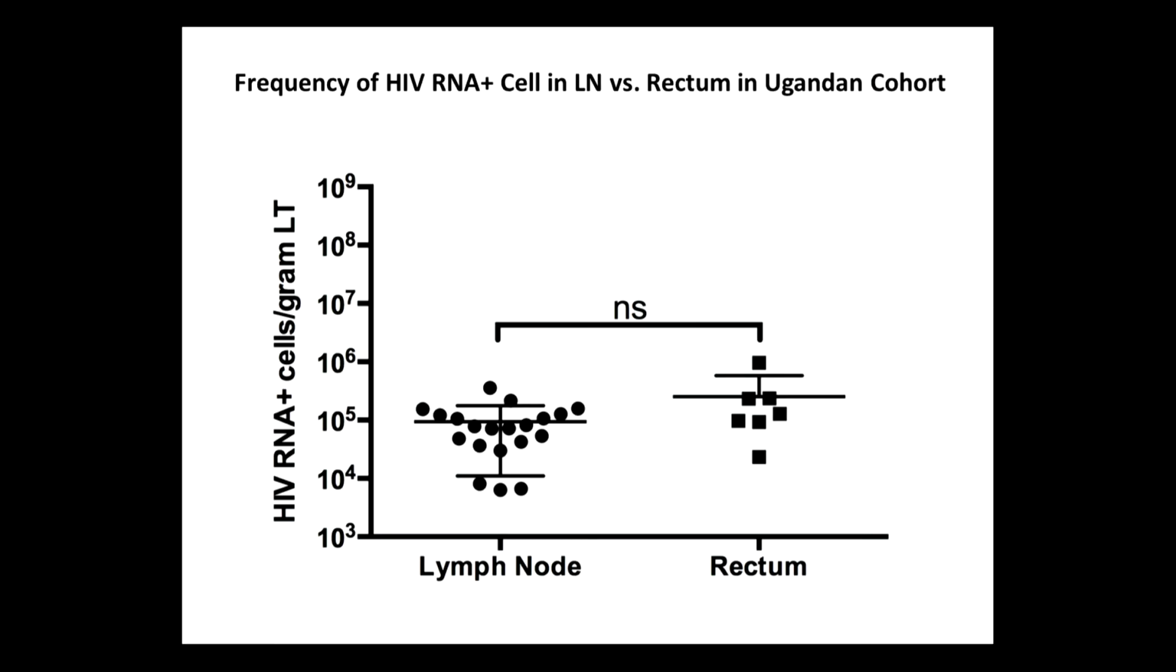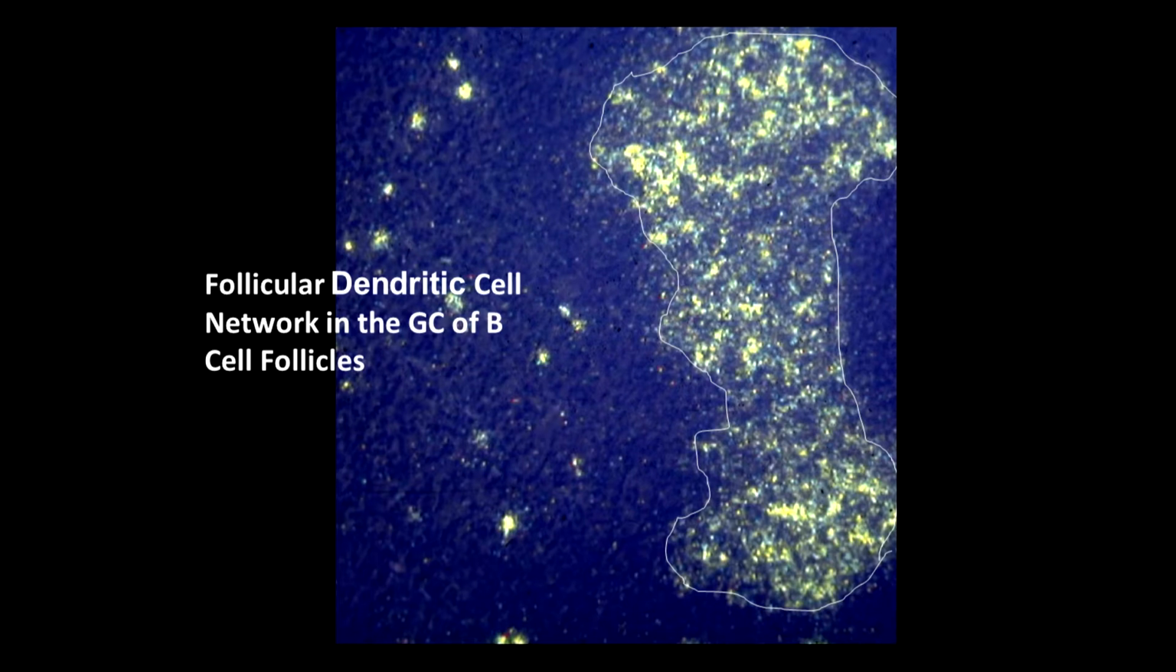The other point that I want to make is that the frequency per gram of tissue is the same in the lymph node as it is in the rectum. And I'll talk more about that. So when you're measuring this in terms of RNA positive cells, and your question is that question, then looking in the gut appears to be representative of what you would find in the lymph node. All right, so that's one reservoir, RNA positive cells.